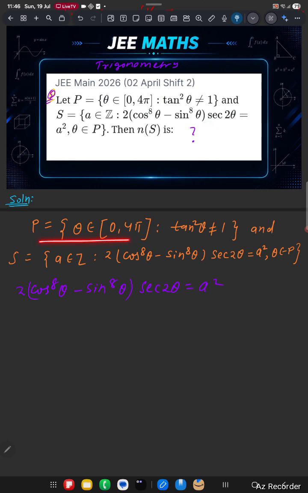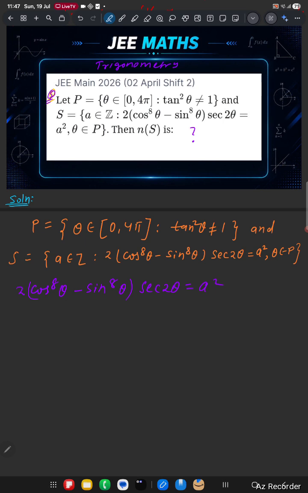So I have written the P set and the S set, and first of all we will simplify this one. Okay, so let us start, and for that I have written this expression: 2 times bracket cos power 8 theta minus sin power 8 theta bracket closed, sec 2 theta equal to a square.